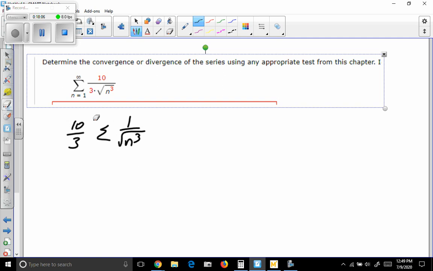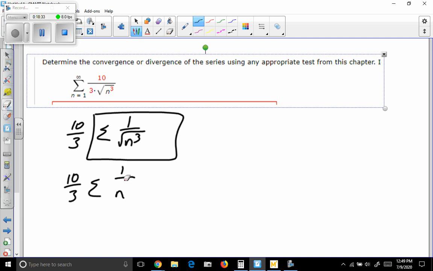And whatever happens to that, if that converges, then what it would actually converge to is 10/3 times that convergence. If this goes to infinity, multiplying it by 10/3 is not going to keep it from going to infinity. So if we can determine what happens here, then we should be good to go. So let's rewrite that as 1 over n to the 3/2 power. So this is a p-series.